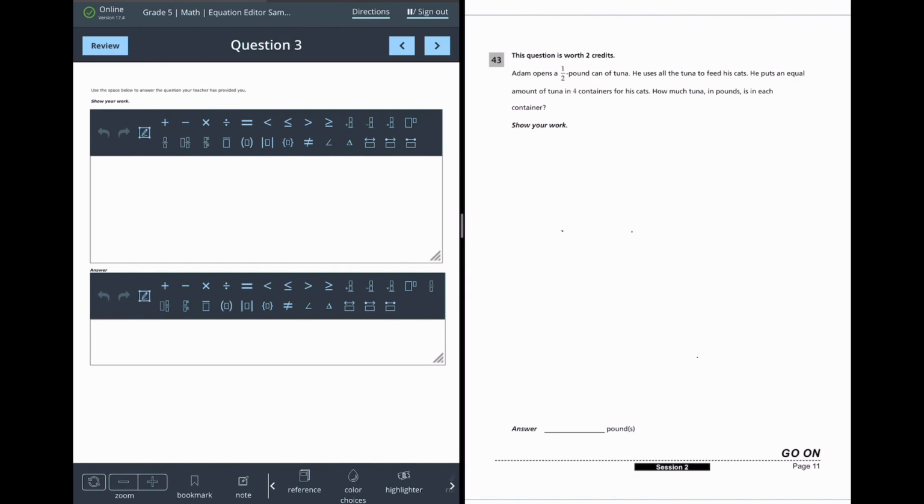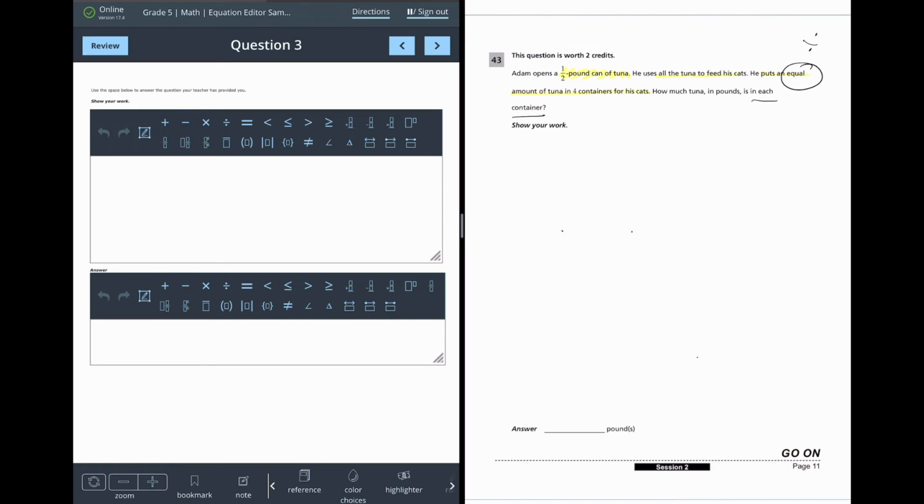Okay, there's only 2 left, 43 and 44. So here's a 2-point problem. Adam opens a 1/2 pound of tuna and he uses all the tuna to feed his cat. He puts an equal amount of tuna in 4 containers. So I already see equal share. So this is telling me it's going to be a division problem. How much tuna in pounds is in each container?